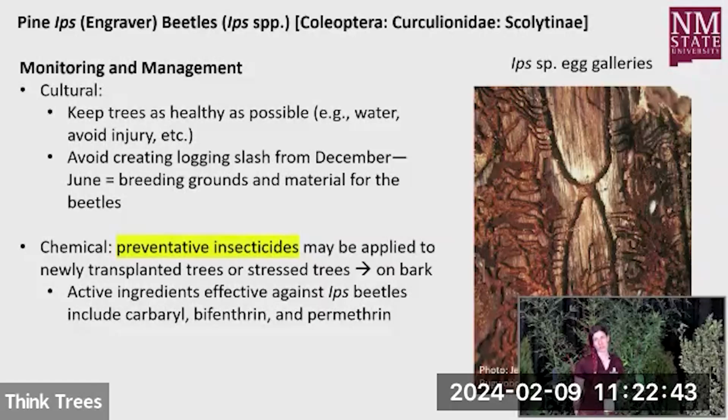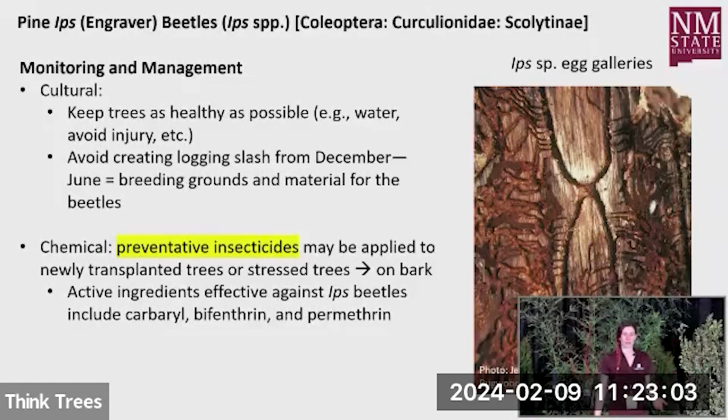And the chemicals, the insecticides, are available for Ips. They're all preventative. Unfortunately, once they get in the tree, they're not going to be effective. These you apply to newly transplanted trees or stressed trees. So there are labeled insecticides available for your Ips, and there's a variety of them. But again, none of them are going to save the tree.